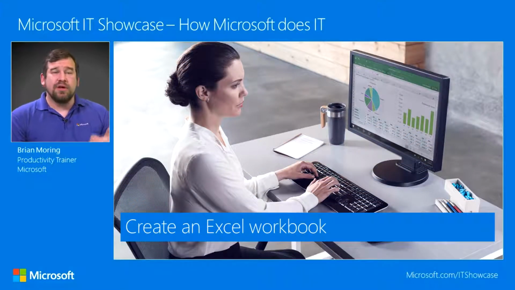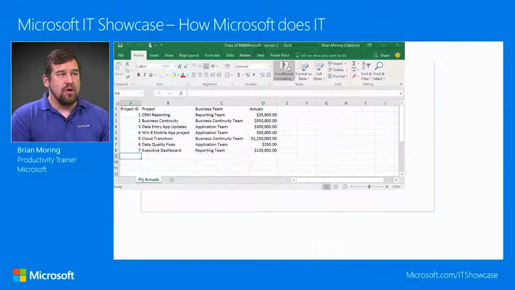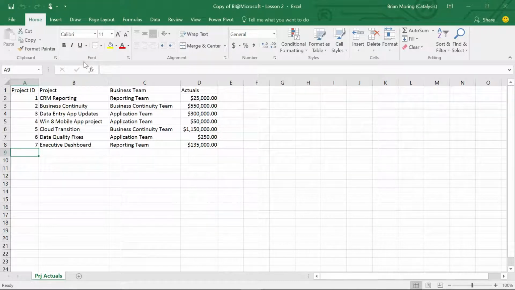So the first thing we're going to do is create an Excel workbook. Now, we're all used to this, so let me go and create a brand new Excel spreadsheet. I have Excel open right here, and I want to create a brand new one. I could do this many ways. I could just go down into my file explorer and create a brand new Excel spreadsheet, but I'm going to do this just from an open Excel workbook that I already have open.